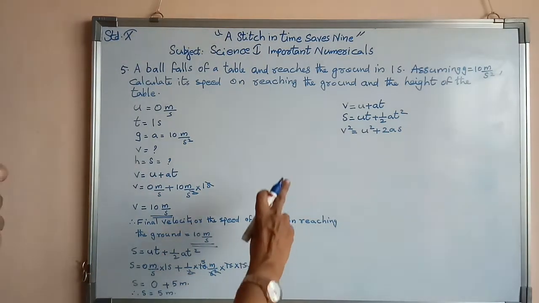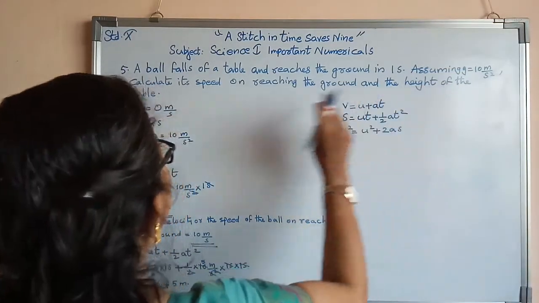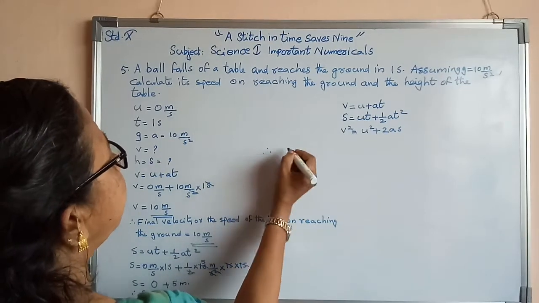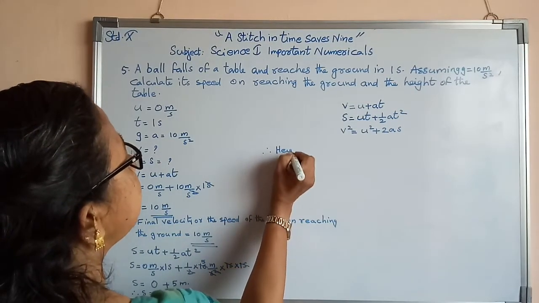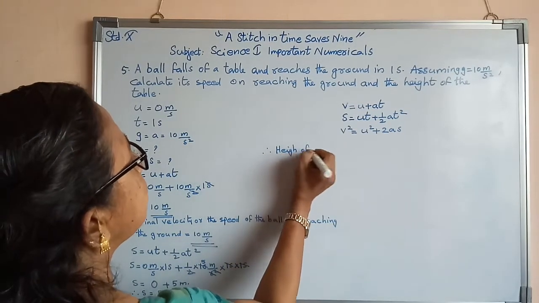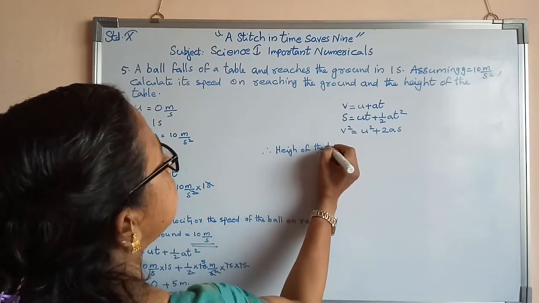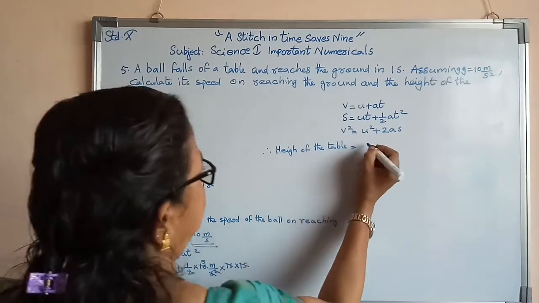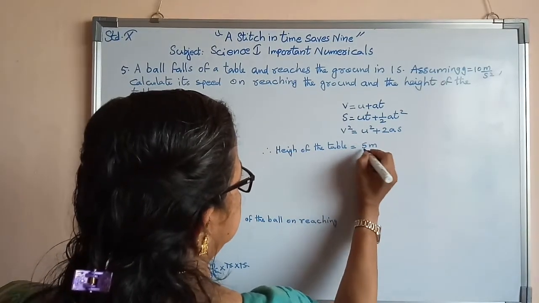Then what is the question asked here? What will be the height of the table? Therefore we can write, therefore height of the table is equal to 5 meter.